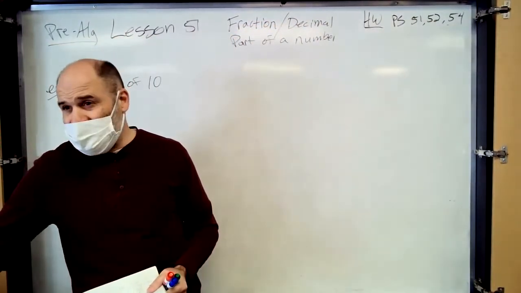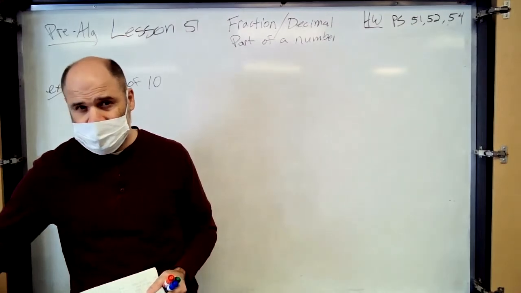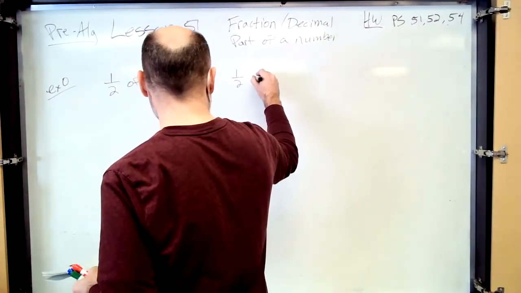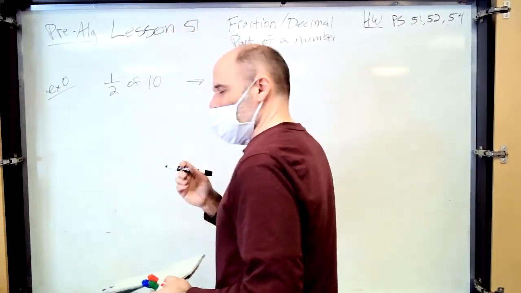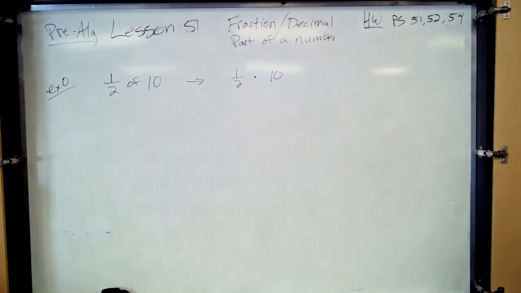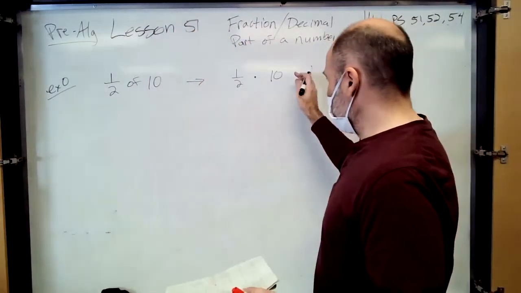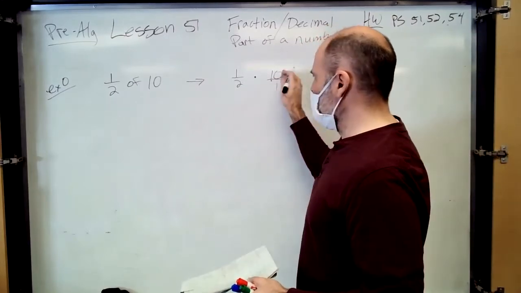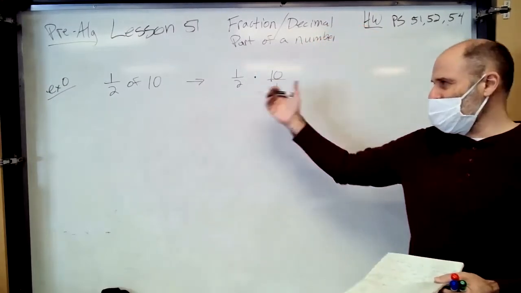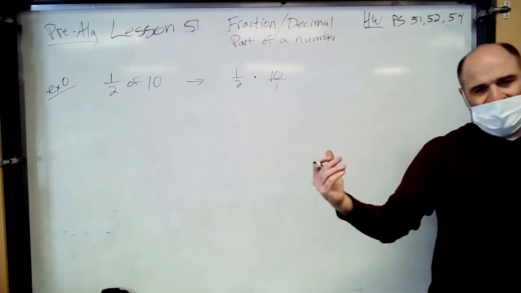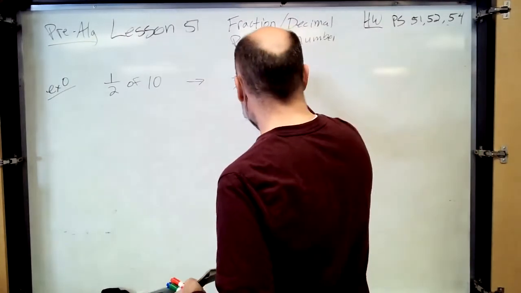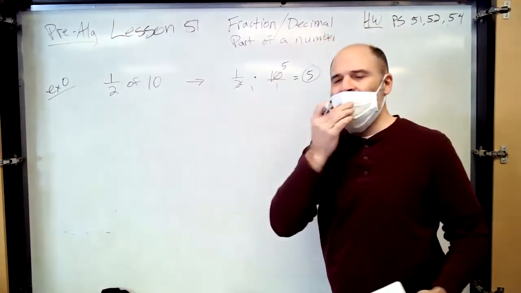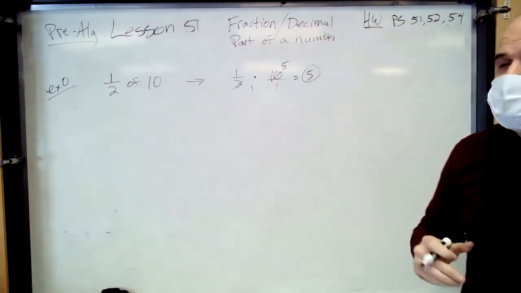So when you say of in math, what does that mean? Multiplication. So you can translate it 1/2 times 10, and you can only multiply fractions with fractions, right? So let's turn this into a fraction. How do you turn 10 into a fraction? 10 over 1. So then we can cross reduce if we want to, or we just multiply across to get 10 over 2. Either way, it's 5. You guys knew half of 10 was 5, right? But this is just an example to tell you that this works.